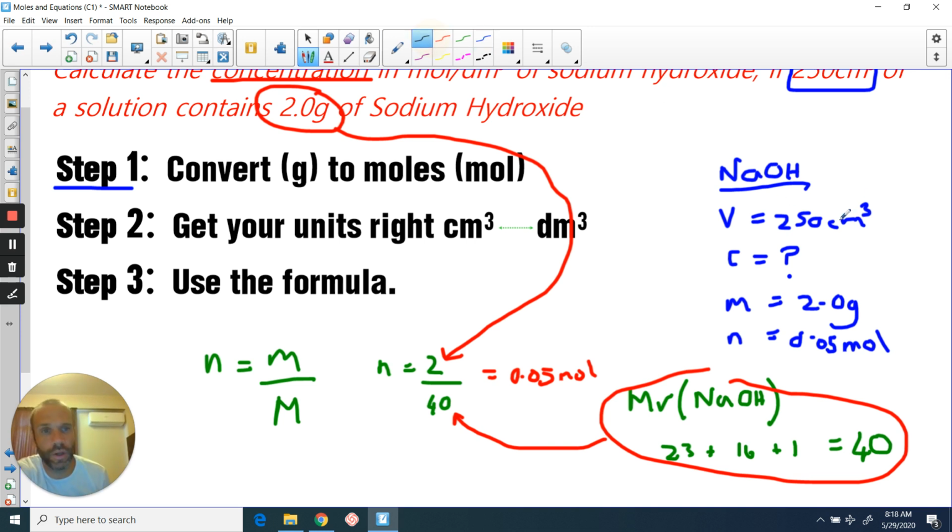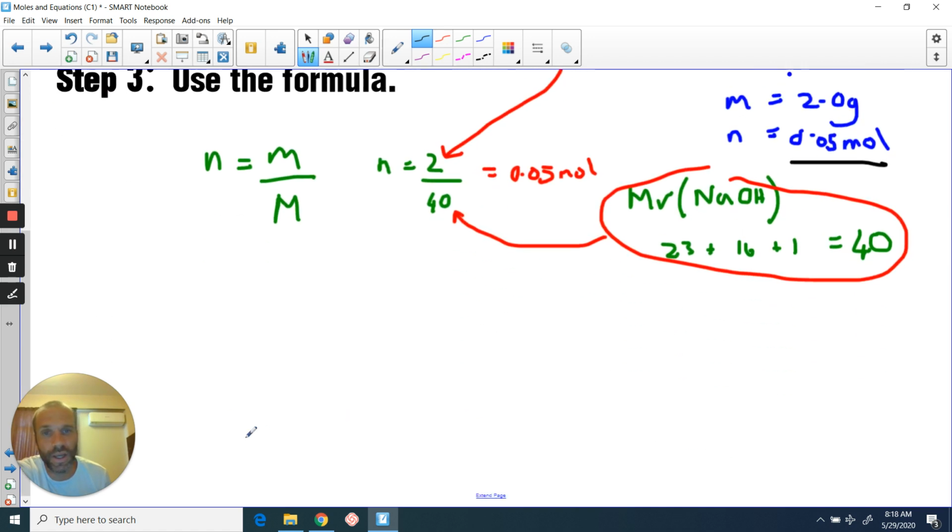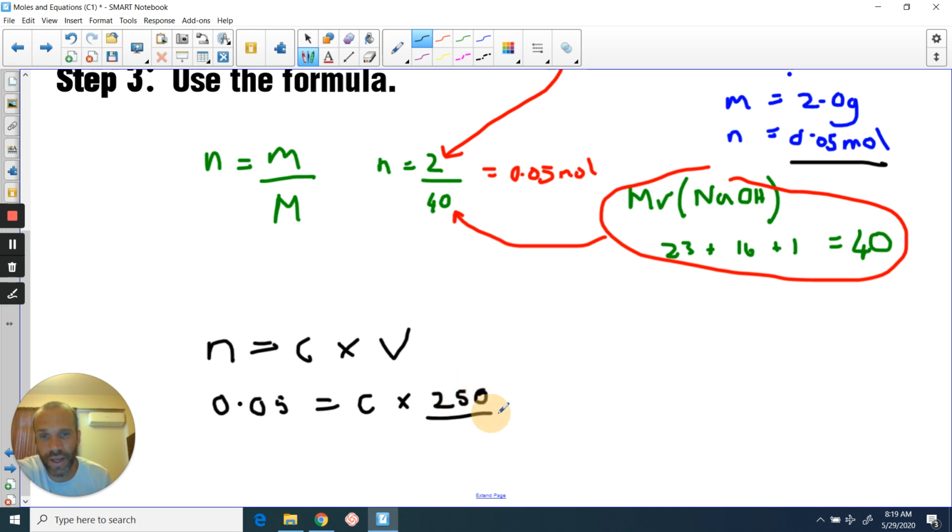Okay, so now you'll probably see that you've got two pieces of data. We've got the volume here, and we've got the number of moles, which means we can now use this formula, the one that I just outlined at the start of the lesson. Number of moles equals concentration times volume. Number of moles we know, it is 0.05. Concentration is our unknown, so I'll just leave it as C, times the volume, which is 250, but I need to make sure I convert that to decimeters cubed.